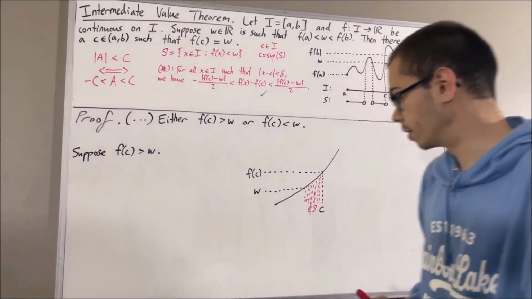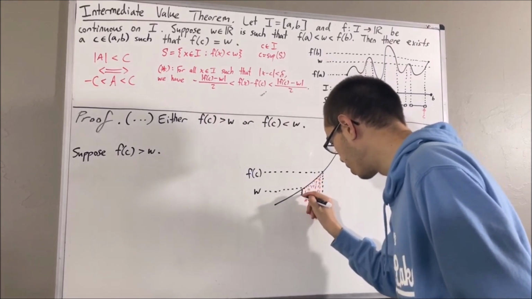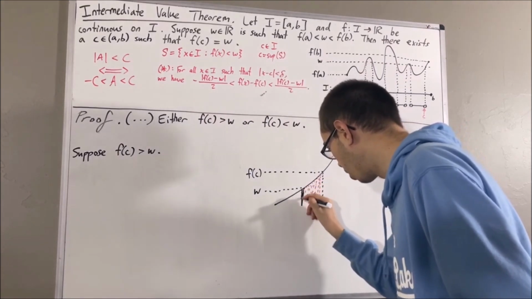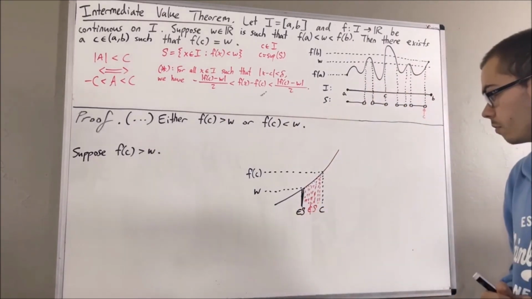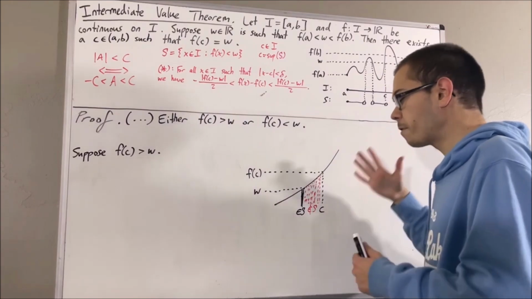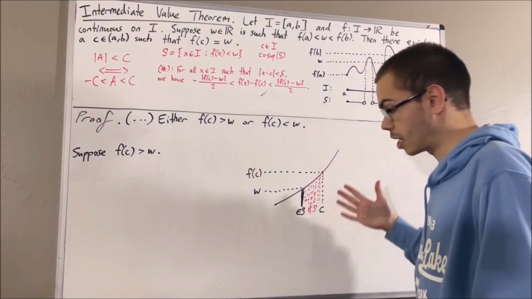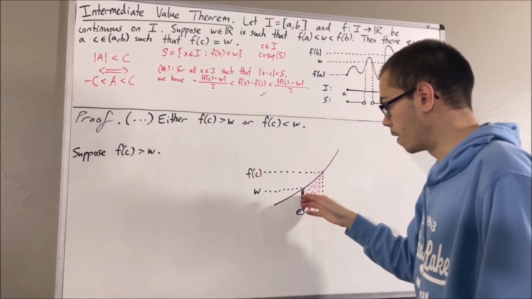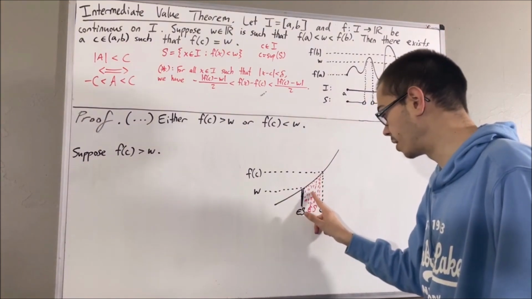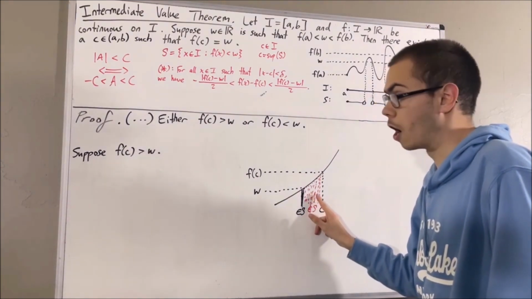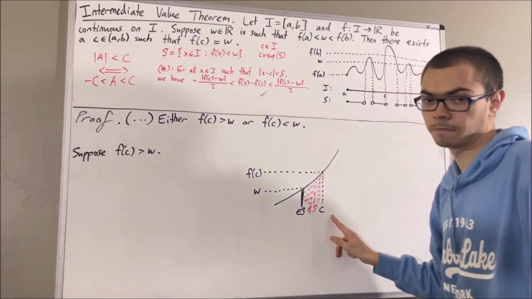But then all of a sudden, once you become less than w, say about right here, you are an element of S. So remember, every element of S is to the left of c. But also, every element of S must be to the left of this line as well. Therefore, any element in this region we expect to be an upper bound of S. And that contradicts the fact that c is the least upper bound of S.